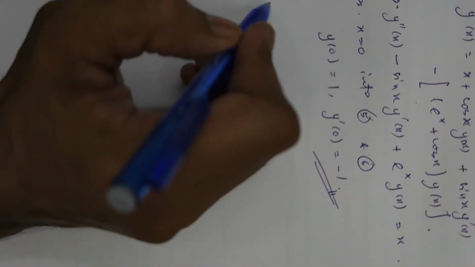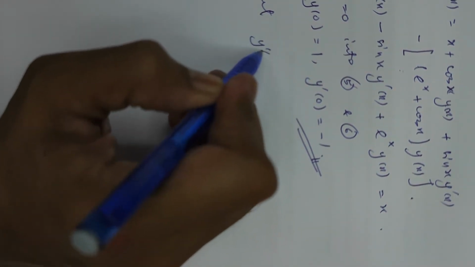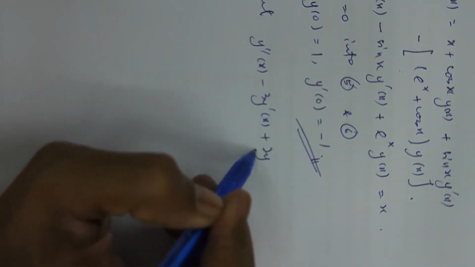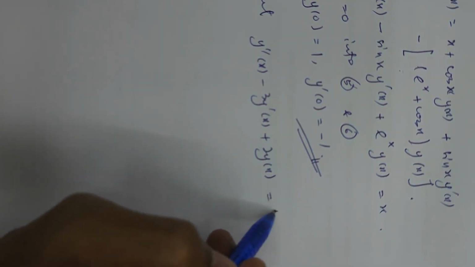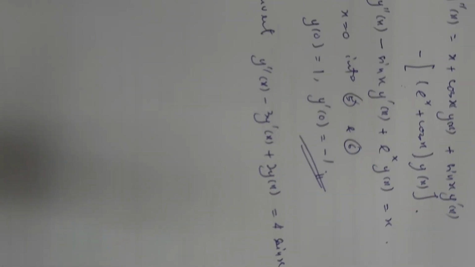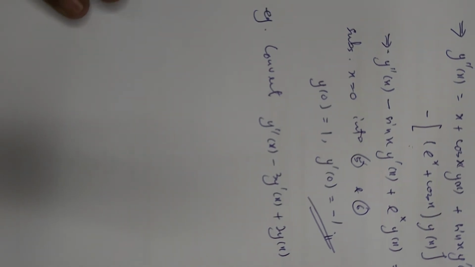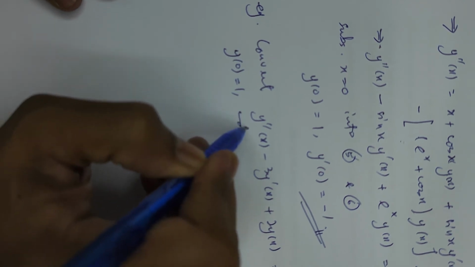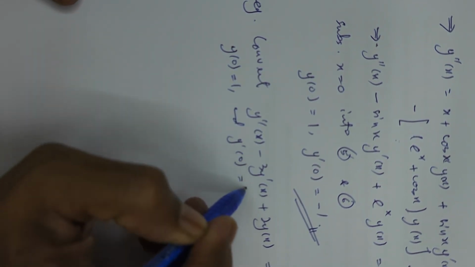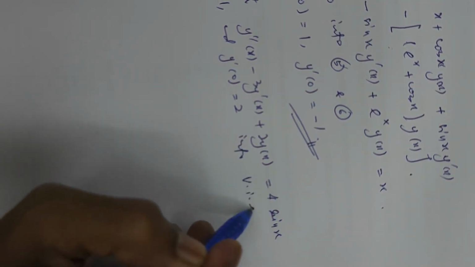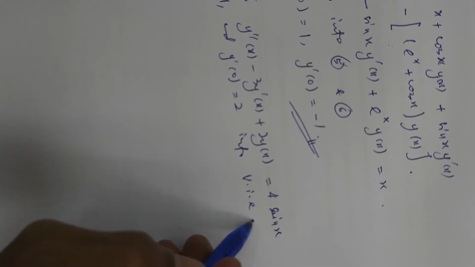Alright, so convert y double prime x minus 3y prime x plus 2y x equal to 4 sin x, with initial condition y(0) equal to 1 and y prime(0) equal to 2, into a Volterra integral equation of the second kind.